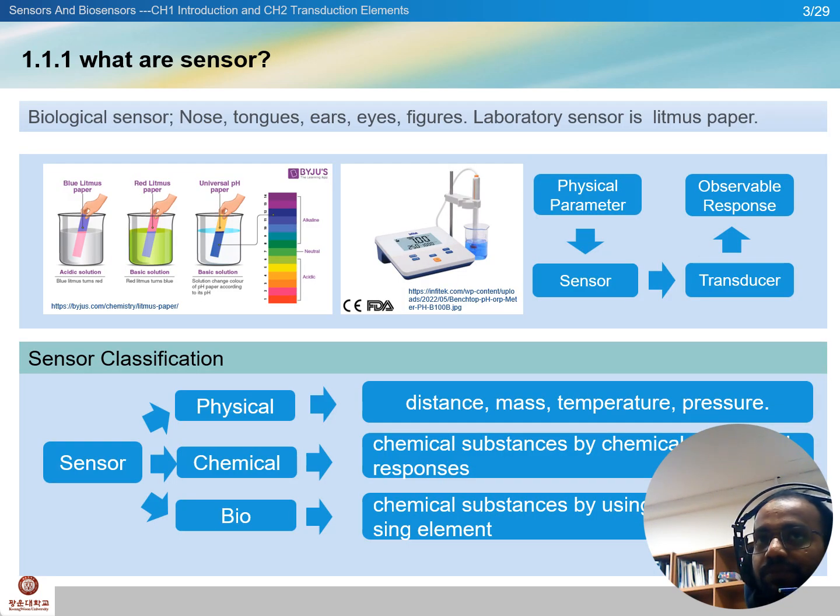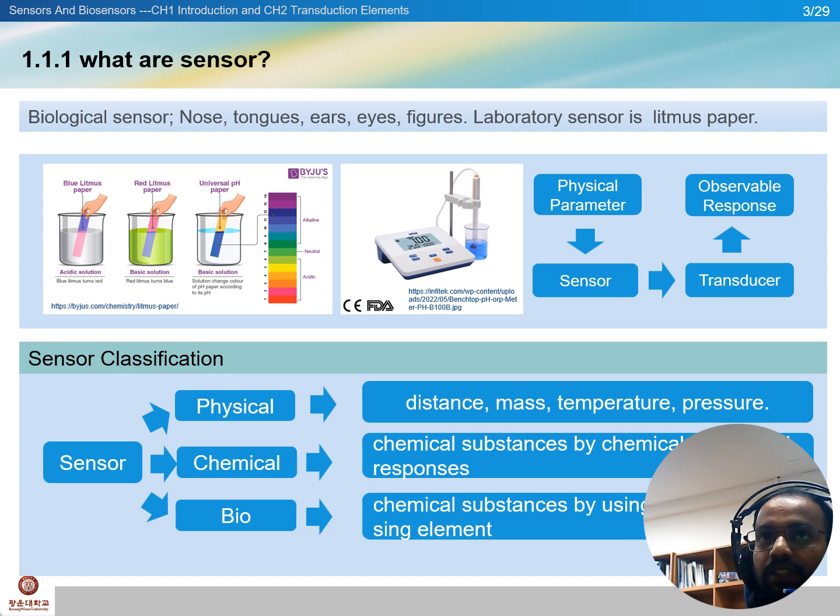What are sensors? Do we know biological sensors? We have five biological sensors: nose to smell, tongue to taste, ear to hear, eye to see, and finger to sense. Likewise, in the laboratory, we have the litmus paper for testing acid and base. In the figure, we can see the litmus paper.